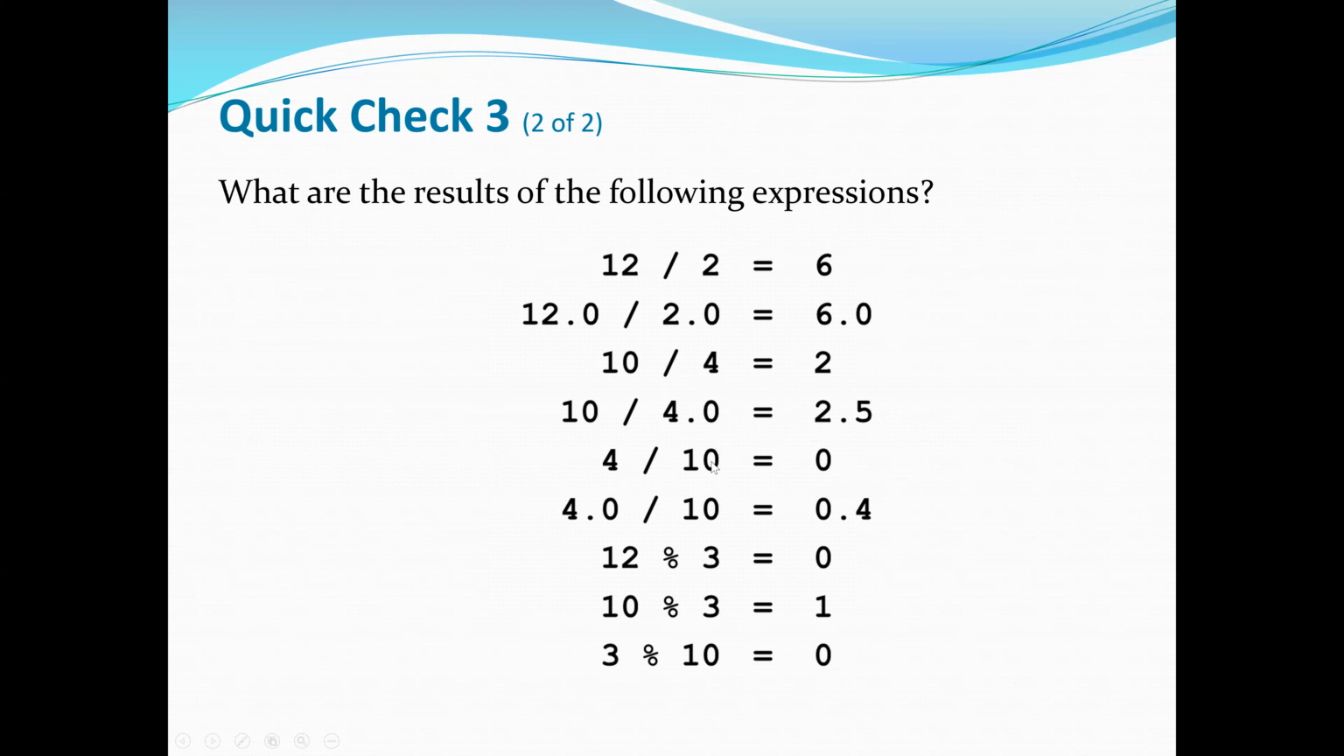Next, we have 4 divided by 10. The answer is 0 because it's a whole number. But next, we have 4.0 divided by 10. The answer is 0.4. We have the decimal part. Now 12 modulus 3, the answer will be 0 because 12 divided by 3 is 4, remainder 0. Same thing, 10 modulus 3, the answer will be 1 because 10 divided by 3 is 3, remainder 1. And 3 modulus 10, the answer will be 3.